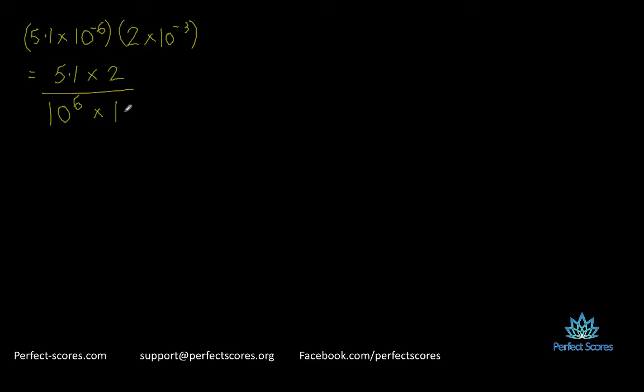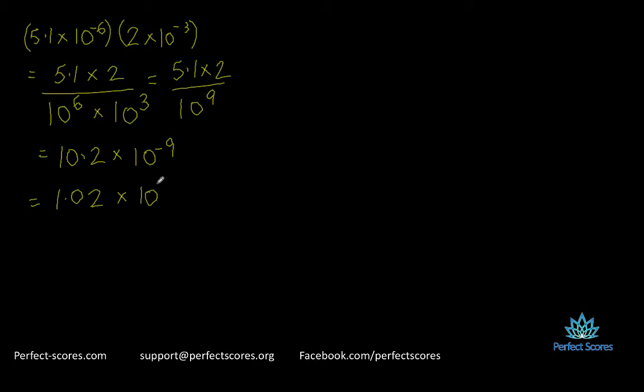So let's try multiplication. Let's say the numbers are 5.1 into 10 raised to the power minus 6 multiplied by 2 into 10 raised to the power minus 3. So all the ones that are in negative, they will go in the denominator. So you're basically left with 5.1 into 2 divided by 10 raised to the power 6 into 10 raised to the power 3. And these two will get added, so you're basically left with 5.1 into 2 divided by 10 raised to the power 9, which is 10.2 into 10 raised to the power minus 9. Or if you want to shift the decimal to the left, you just need to add 1 to the power so that the net becomes minus 8. So that is how you multiply.